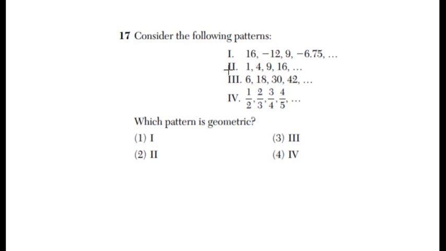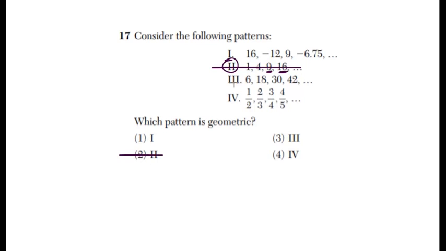So right off the bat, I'm just going to take you to number 2 real quick. To get from 1 to 4, I need to multiply by 4. If this was geometric, I'd multiply by 4 again to get my next term, but 4 times 4 is 16. That's not what we get here. And then one more time, 9 times 4 would give us 36. That's not what we have here. So it can't be number 2.